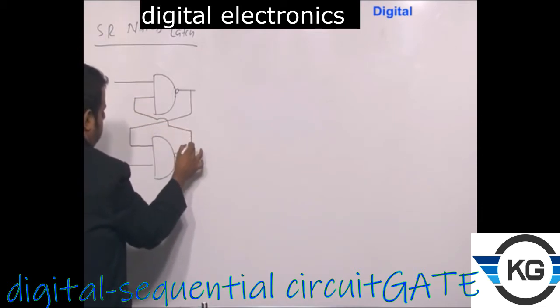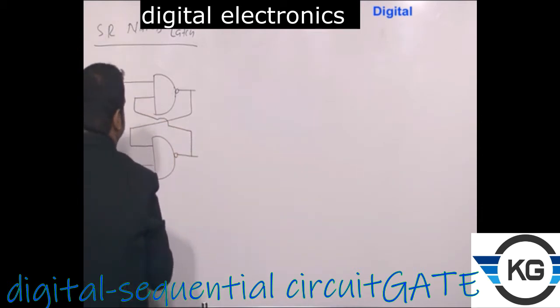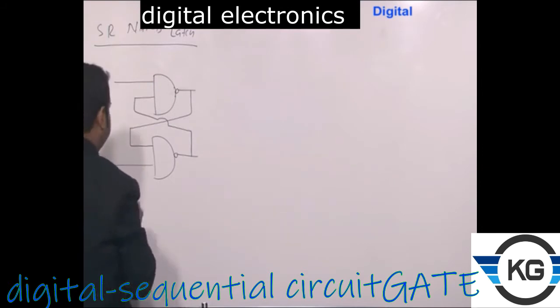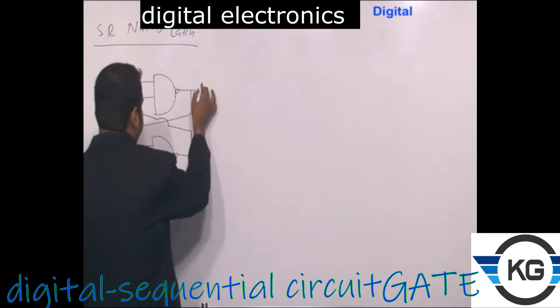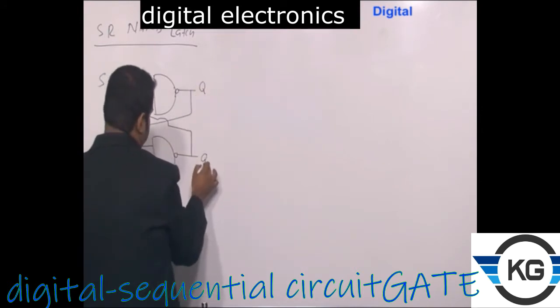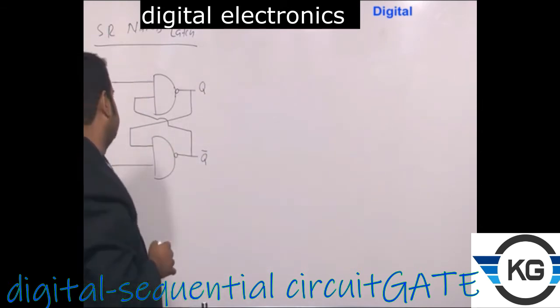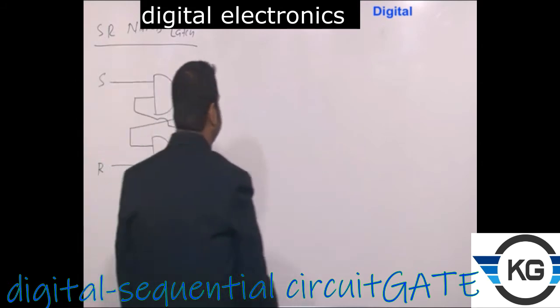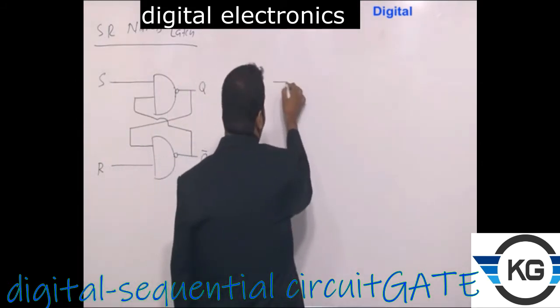There is no connection here, so this is like this. Okay. So here I am denoting this by S, I am denoting this by R. This particular thing I am denoting by Q, and this particular thing I am denoting by Q bar. So the basic background comes from this.